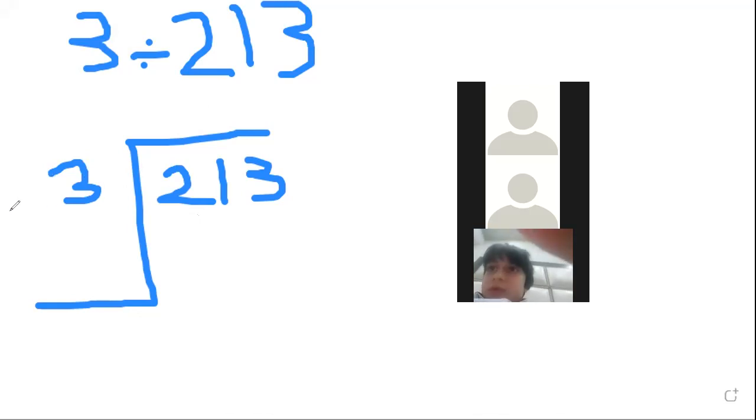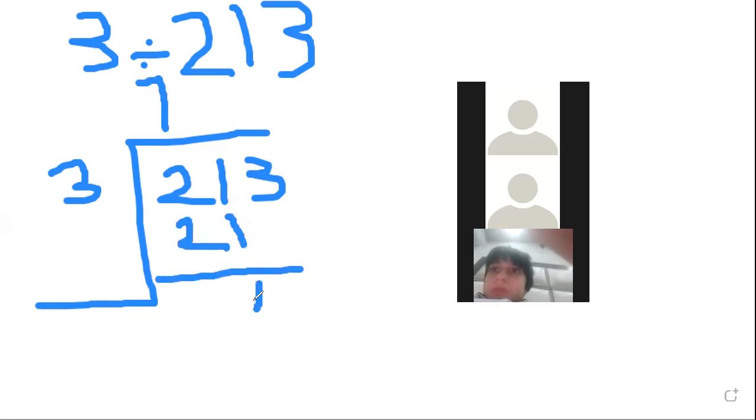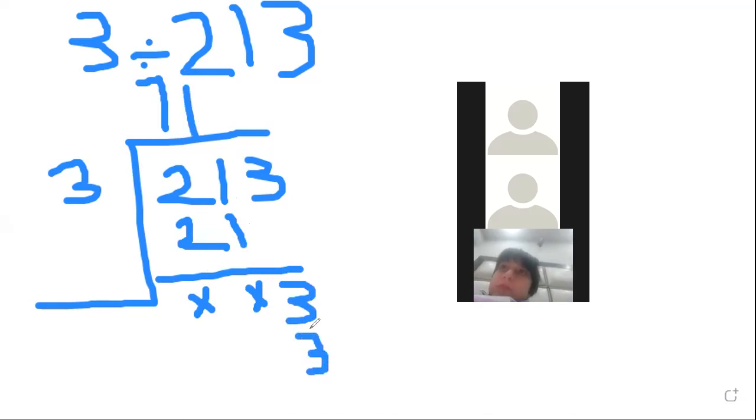Okay, done. So now 3 sevens are 21. Then we will do subtraction. 1 minus 1 is 0 and 2 minus 2 is 0. Now it's the turn of 3. 3 will come down. Now 3 ones are 3. It's a very simple question. There is no remainder and the answer is 71.